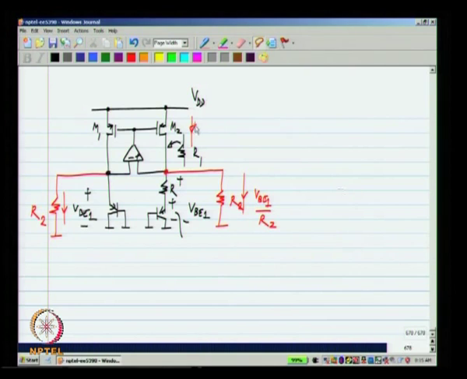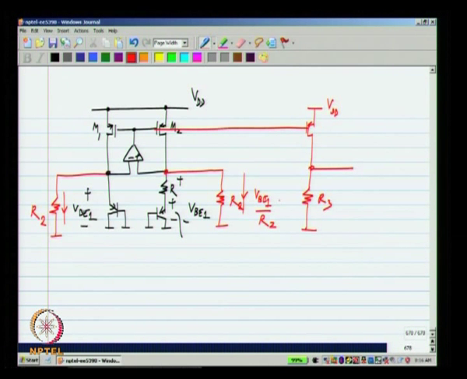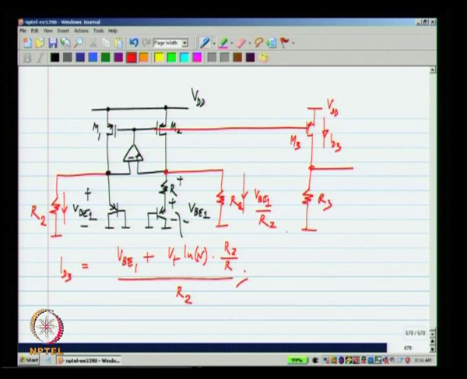So, what we then do is have a resistance R3 over here, and the current in this, if I call this M3, ID3 is VBE1 plus Vt log n times R2 by R, divided by R2, and therefore, the output voltage is this times R3.